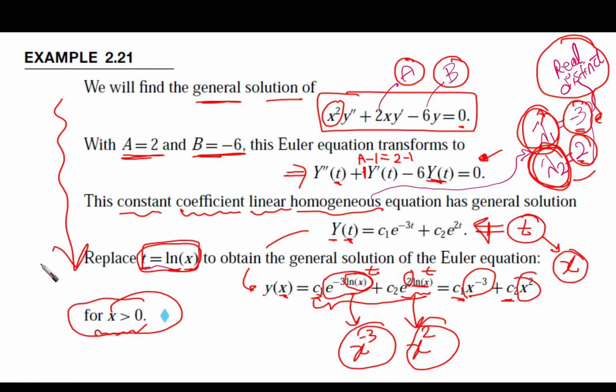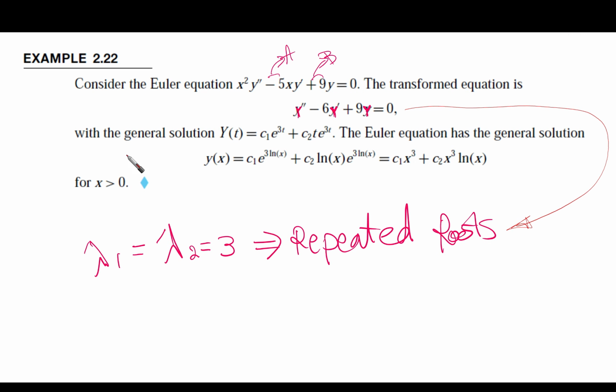Okay, let's have another example and see how we can solve more and more examples using the Euler equation. Now consider the Euler equation as we have this equation: x squared y double prime minus 5xy prime plus 9y equals 0.